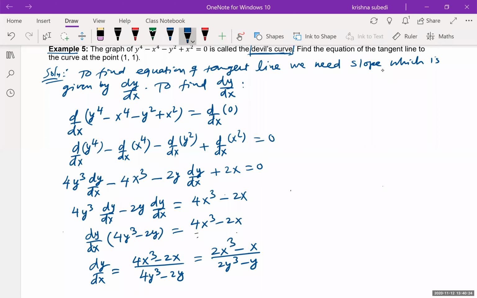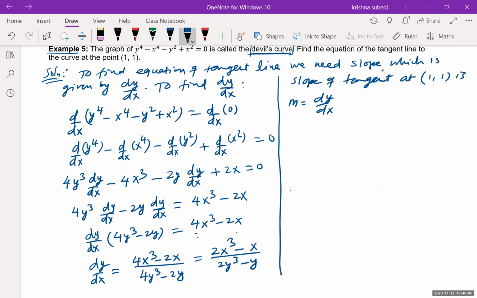Okay, so now we know the derivative. We can find the slope easily. The slope of the tangent at the point 1 and 1 is m equals dy over dx equals, substituting the values, 2 times 1 cubed minus 1 over 2 times 1 cubed minus 1. So that's going to give you simply 1.